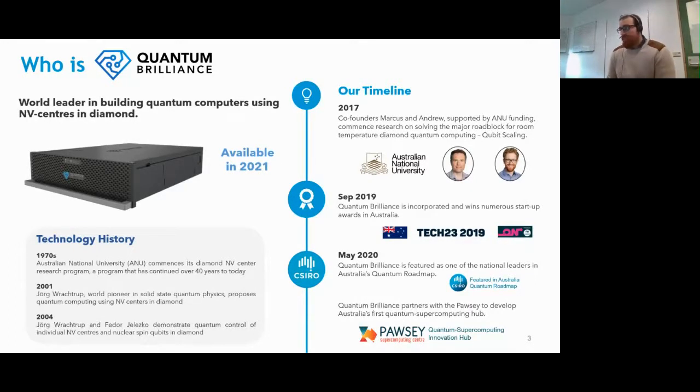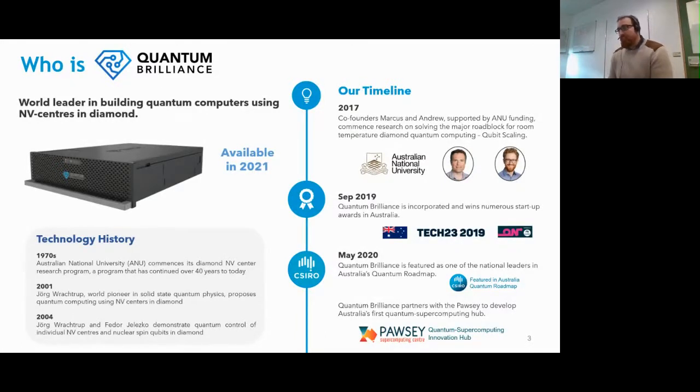And the challenge was that, okay, that's great, but how to scale up, really? And this is where our founders come into action. Marcus Doherty and Andrew Horsley, two of our founders, were people who pioneered that and proposed how you could actually scale up the NV centers to have more than one qubit.